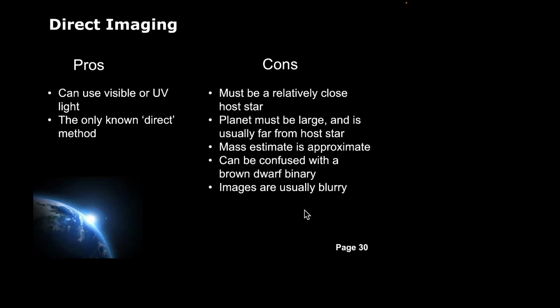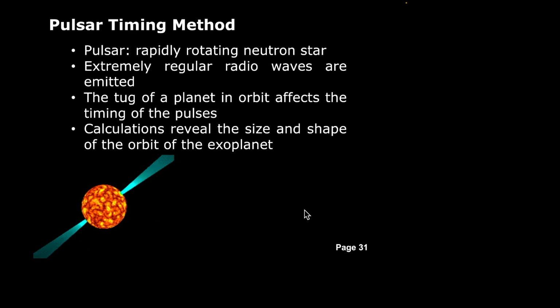So some advantages of direct imaging: you can use visible or UV light. It's the only known method which is direct, but it must be relatively close, and the planet must usually be large and far from the host star so we can separate its light from the star's light. And it can be confused with a brown dwarf binary, and you don't usually get sharp images. So there's a lot of challenges with this method, but we have found planets this way.